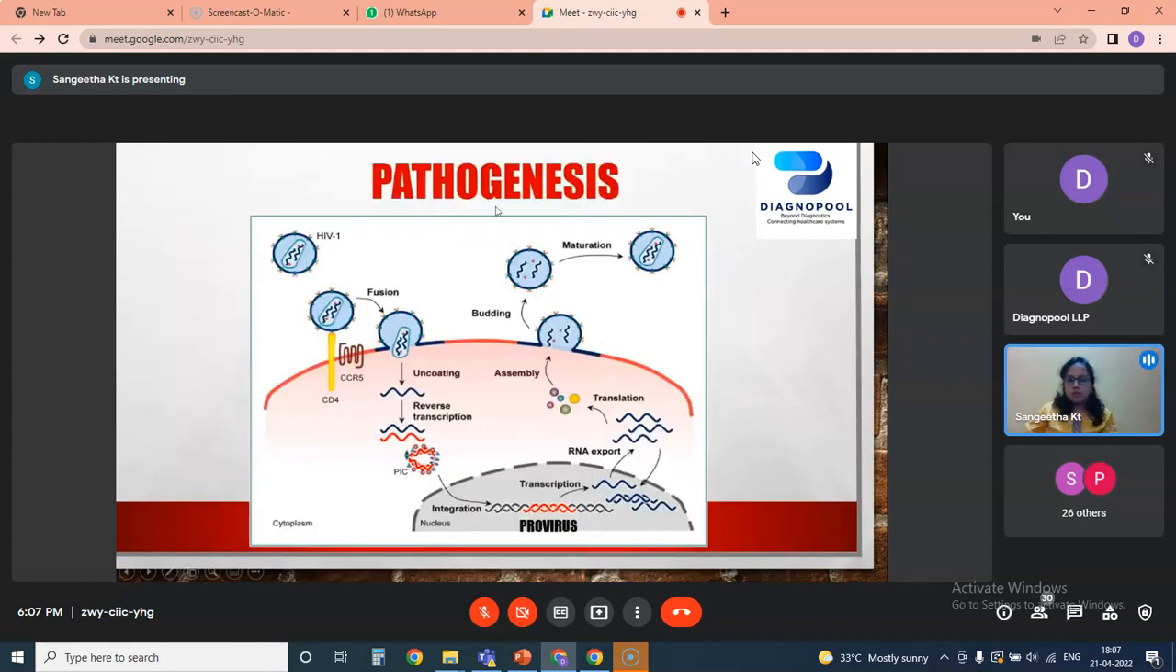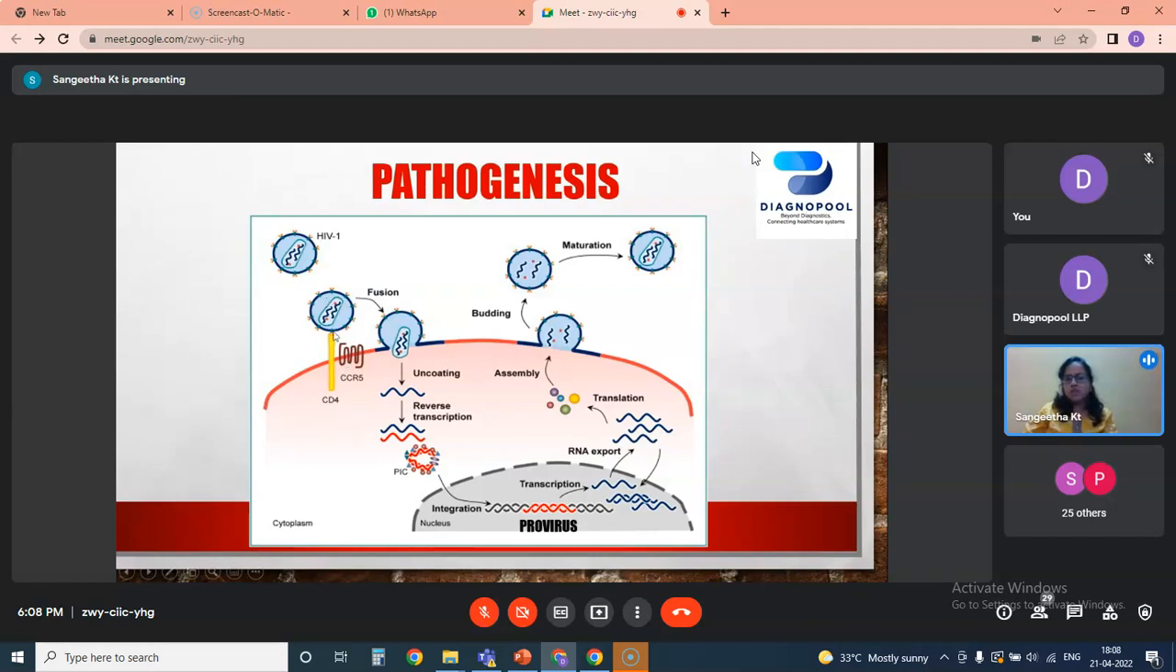So now coming to the pathogenesis, we need to understand this so that when I discuss the different diagnostic aspects, you know what the different parts are and how the pathogenesis of the virus works. You can see here the HIV virus, when a person gets exposed to it, binds to the particular receptors, the CD4 receptors, which are there on the macrophages or the CD4 T-cell lymphocytes.